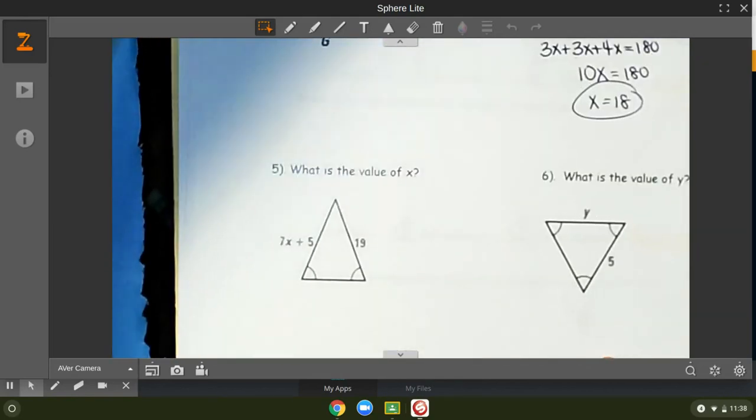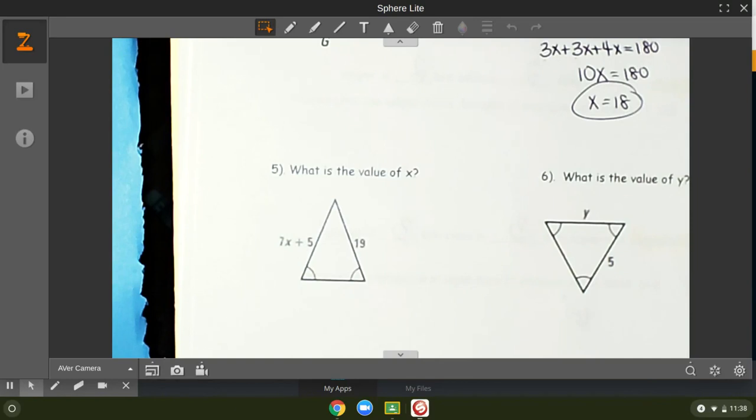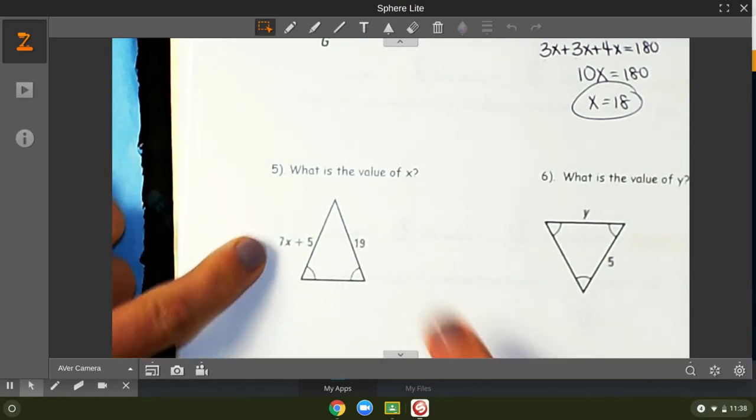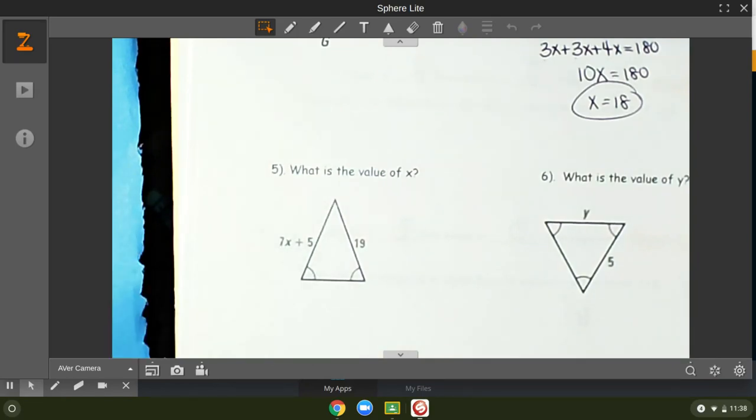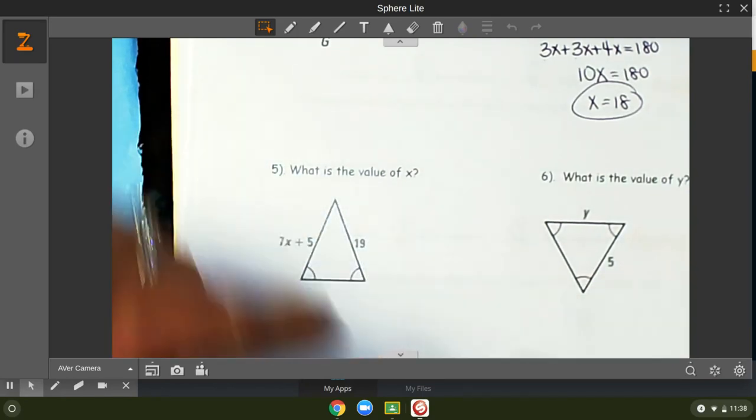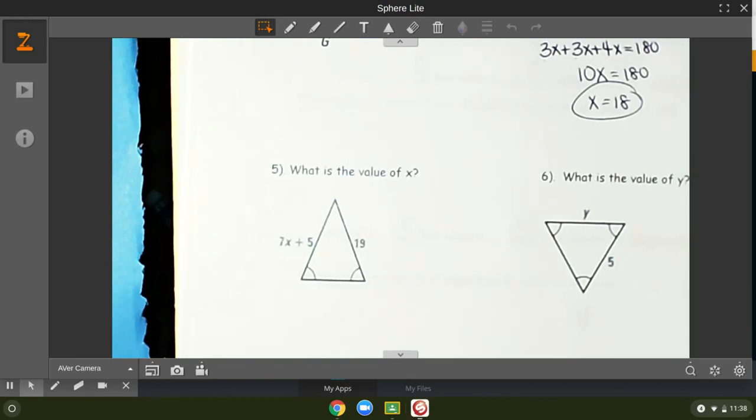All right, next up, number 5. What is the value of x in this picture? Now, this time the measurements are on the outside of the triangle, which means they are side measures. Sides are on the outside, angles are going to be on the inside of your picture. All right, so we have two sides of a triangle. That's all we have. So let's look carefully. What other information is in this picture?